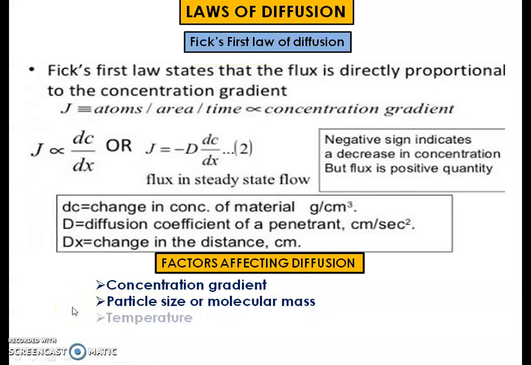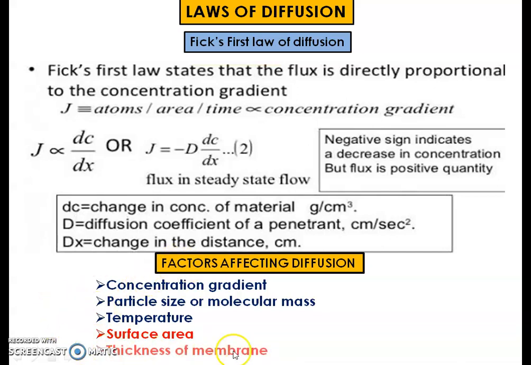Then temperature. As we have seen, Brownian motion is indirectly the thermal energy. So if temperature is increased for a particular solution, the diffusion rate will definitely increase. Next is surface area. This factor will affect when the diffusion is taking place across a particular membrane. If there is a membrane involved and diffusion is taking place across the membrane, then the surface area of that membrane plays an important role.